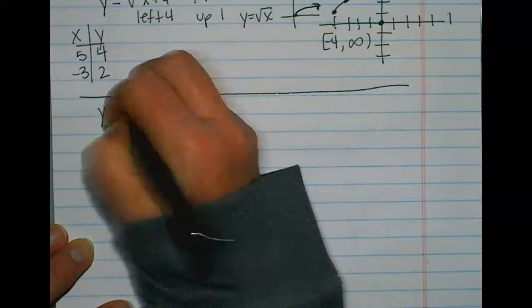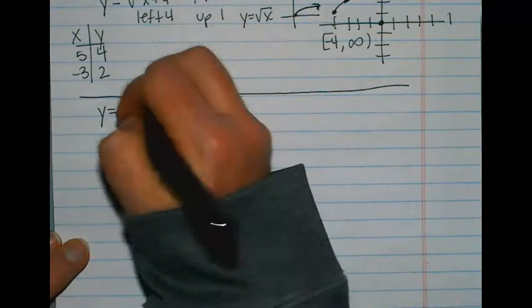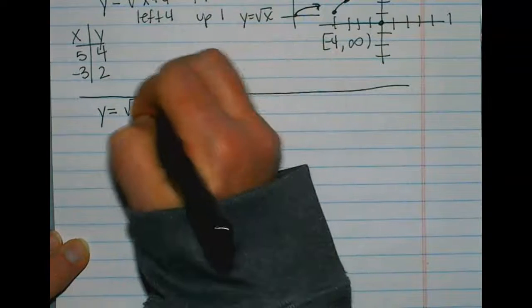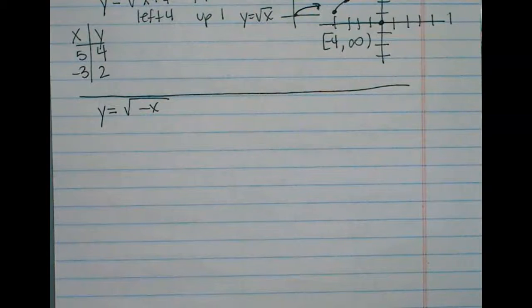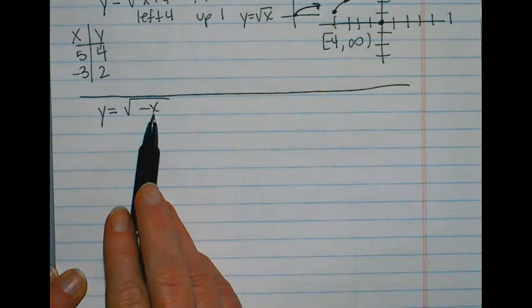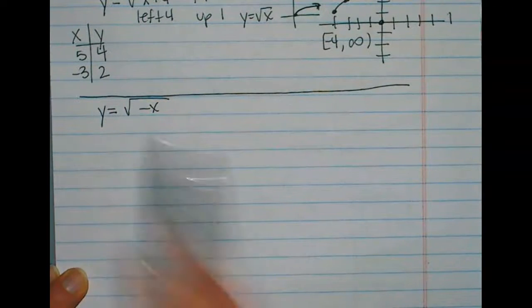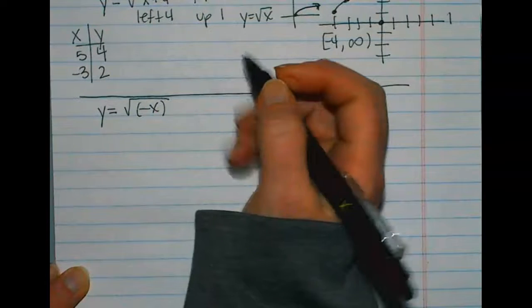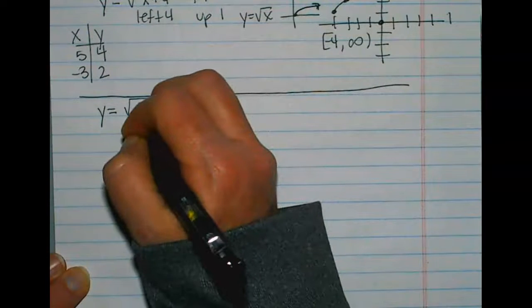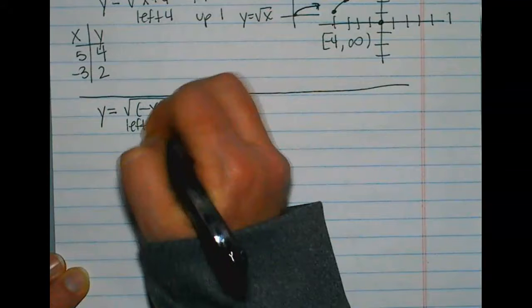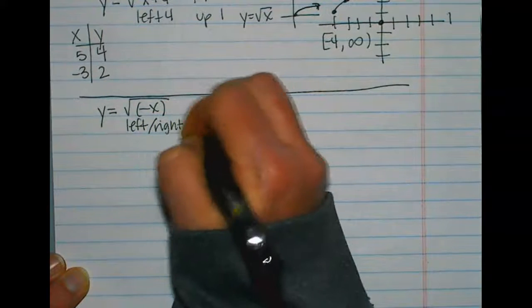Let's look at flip. So we've got two different kinds of flips. The square root of -x has opposite domain. Normally the parent function has 0 to infinity. This has opposite domain. It's going to be -infinity to 0. It's been flipped. So this, because it's in parentheses with the x value, is a left-right flip, because x is left, right.